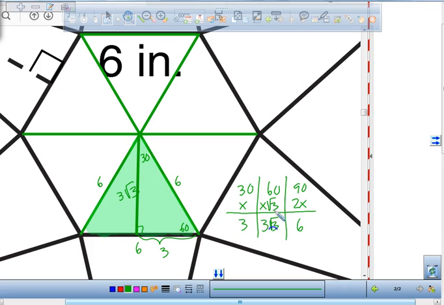3 radical 3. So if I did the old-fashioned way of finding the area of a triangle, which is what? 1/2 base times height. What is our base equal to? 6, right? All the way across is 6. What's our height equal to? 3 radical 3. What is 6 times 3? 18. What's half of 18? 9.